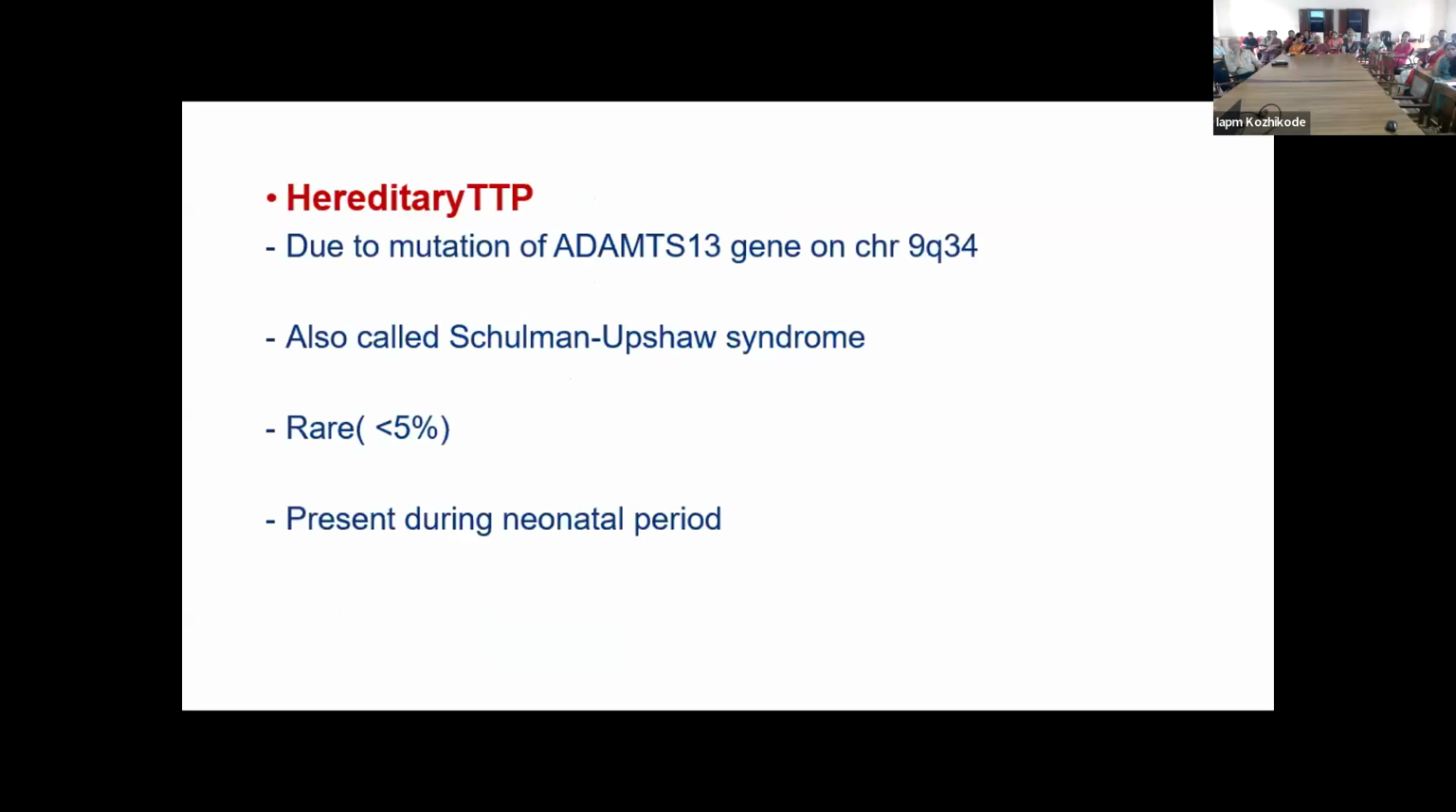There is hereditary and acquired TTP. Hereditary TTP is due to mutation of the ADAMTS13 gene, which is located on chromosome 9q34, and is also called Upshaw-Schulman syndrome. It is rare, seen in less than 5% of cases, and presents during the neonatal period.